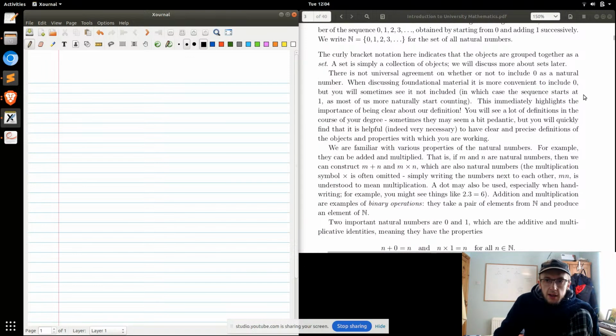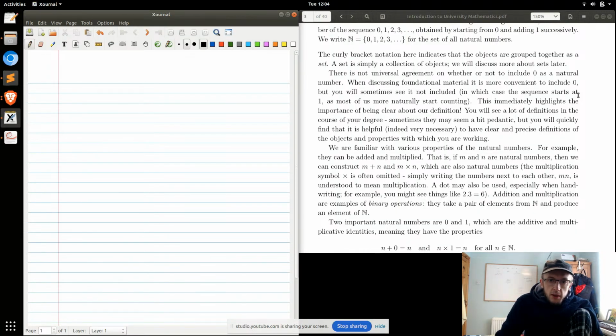This immediately highlights the importance of being clear about our definition. You will see a lot of definitions in the course of your degree. Sometimes they will seem a bit pedantic, but you will quickly find that it is helpful, indeed very necessary, to have clear and precise definitions of the objects and properties with which you are working.